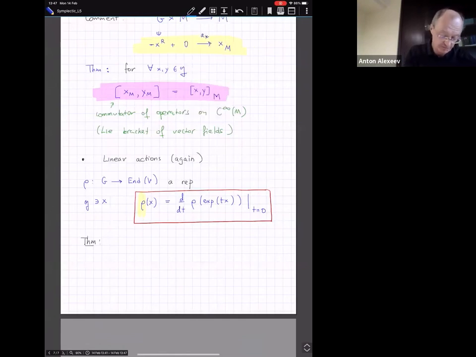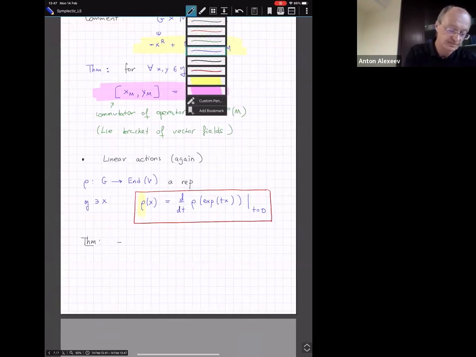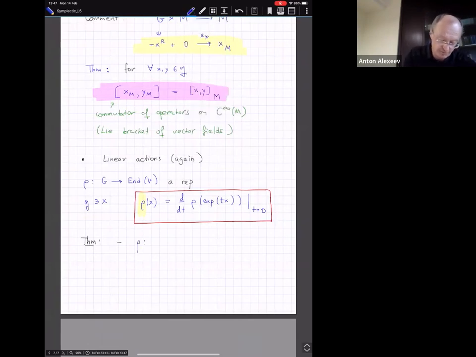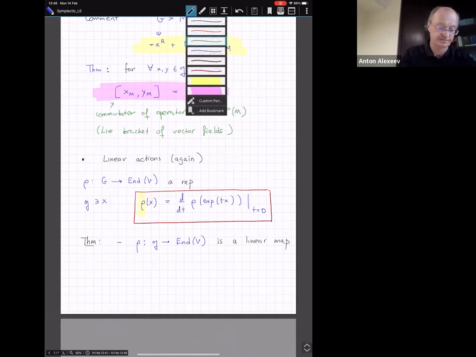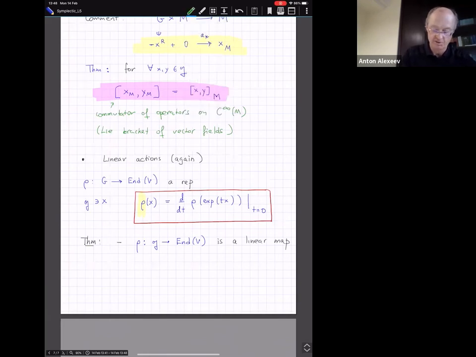So first of all, this rho from G to endomorphism of V that we've just defined is a linear map, which I still find, after that many years, a little bit surprising.